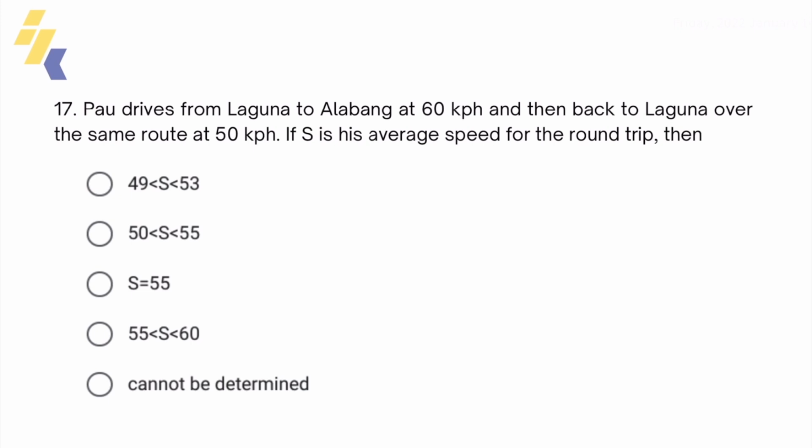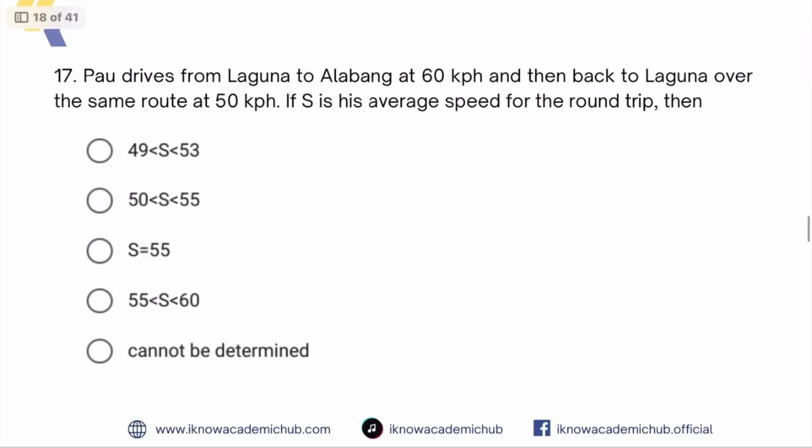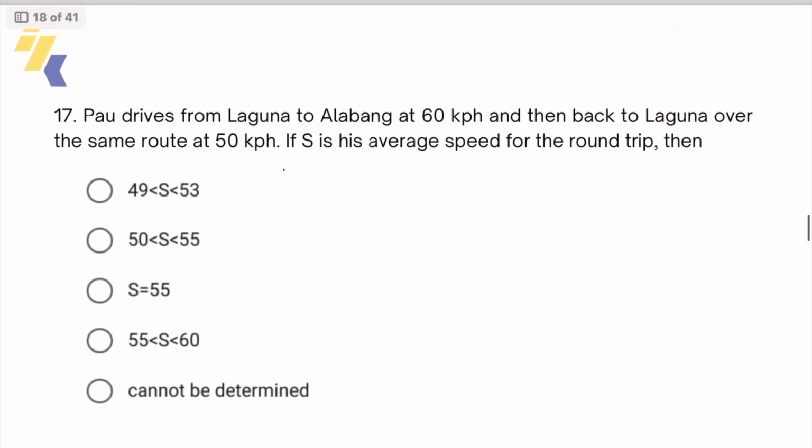Pao drives from Laguna to Alabang at 60 kilometers per hour and then back to Laguna over the same route at 50 kilometers per hour. If S is his average speed for the round trip, then, okay, so tandaan natin, speed, that's S, is equal to total distance over total time. And yung distance, that's just twice nung distance from Laguna to Alabang. Kasi pareho naman yung ruta.